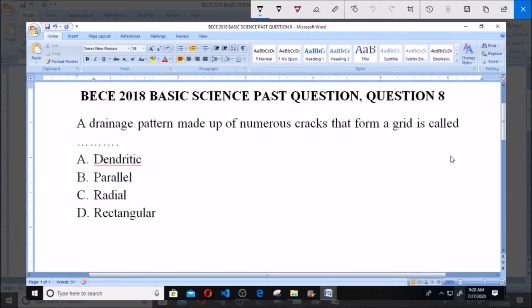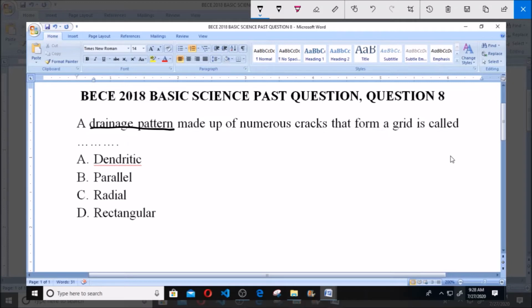BECE 2018 Basic Science Past Question, Question 8. A drainage pattern made up of numerous cracks that form a grid is called: A. Dendritic, B. Parallel, C. Radial, and D. Rectangular.